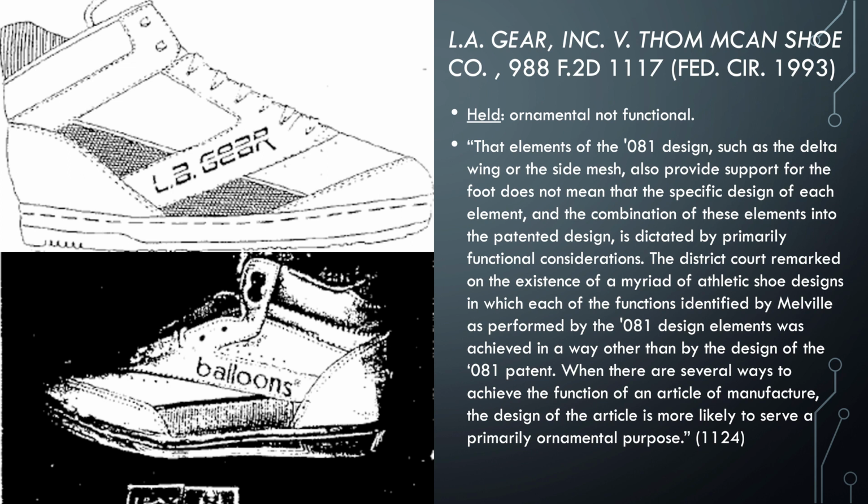And so this is the point, and you see the quote here from the Fed Circuit, that elements of the 081 design, the 081 being the LA Gear design patent, such as the delta wing or the side mesh, also happen to provide support for the foot, doesn't mean that the specific design of each element and the combination of those elements into the patented design is dictated by primarily functional considerations. The district court remarked on the existence of a myriad of athletic shoe designs in which each of the functions identified by Melville, that was the defendant's expert, as performed by the 081 design elements was achieved in a way other than by the design of the patent.